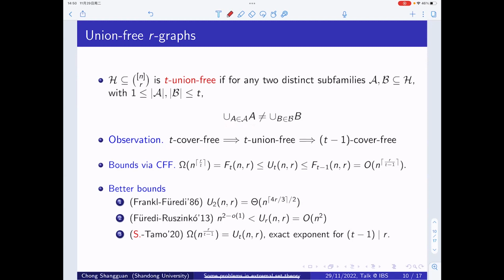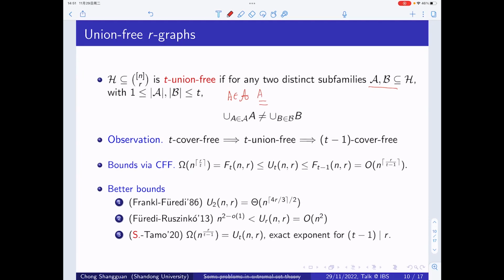Why is that? If a T cover-free graph is not T union-free, so that we have equality here, since A and B are distinct subfamilies, there must exist some A belonging to the family such that A is not in the union of the B. But equality here means that A is contained in the union of the B's. So this contradicts the assumption that the graph is T cover-free.